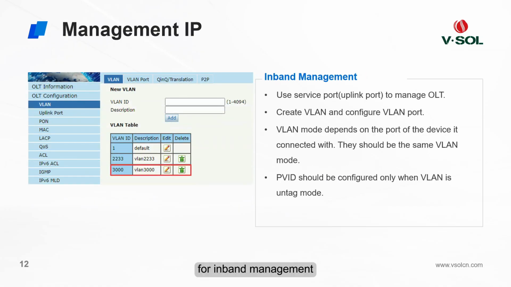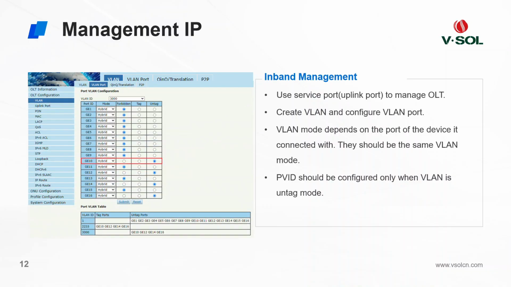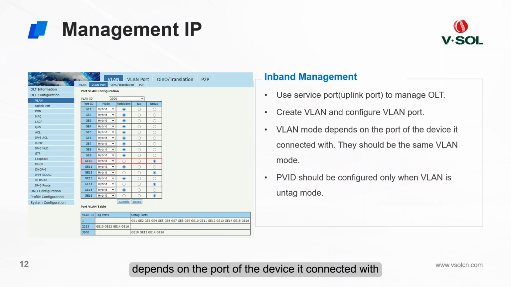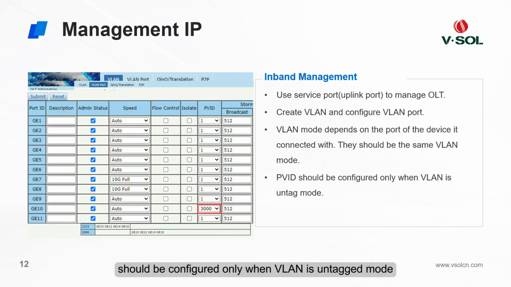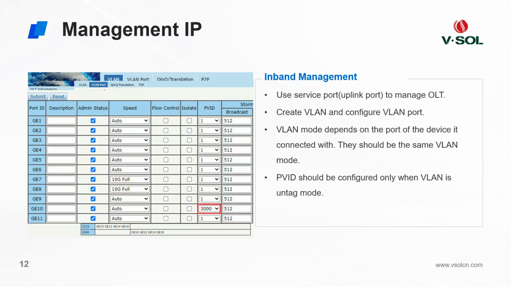For in-band management, you need to create VLAN first, or use existing service VLAN. Configure VLAN port so that you can access the VLAN through the uplink port. VLAN mode depends on the port of the device it connected with. They should be the same VLAN mode. PVID should be configured only when VLAN is untag mode and the value is the same as VLAN ID.